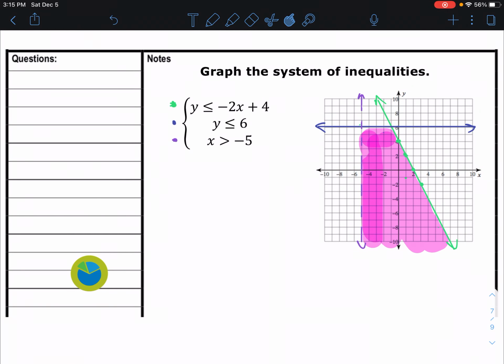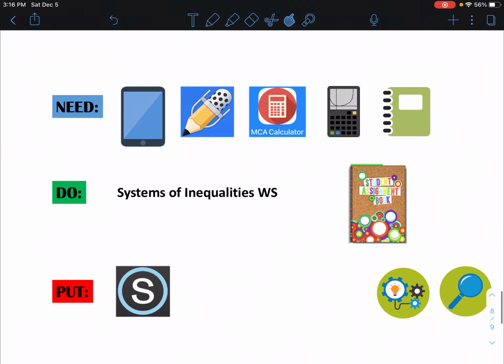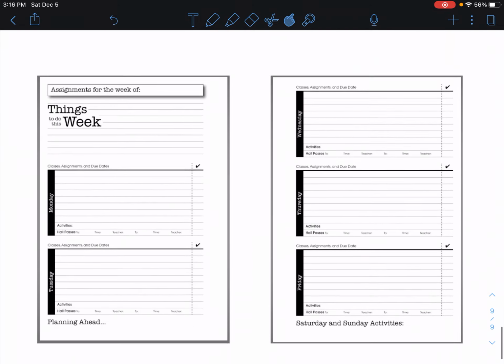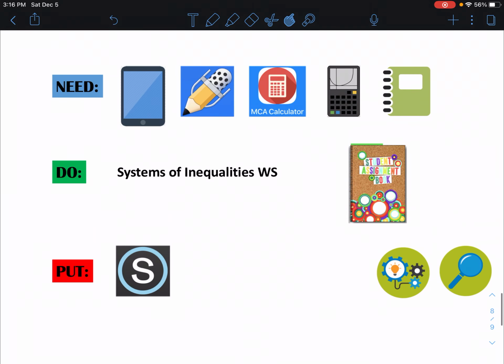Okay, when you do this on your assignment, make sure your solution region is really obvious. You can write this into your planner, Systems of Inequalities worksheet. Again, write it into your planner, that right there, so you've got it.